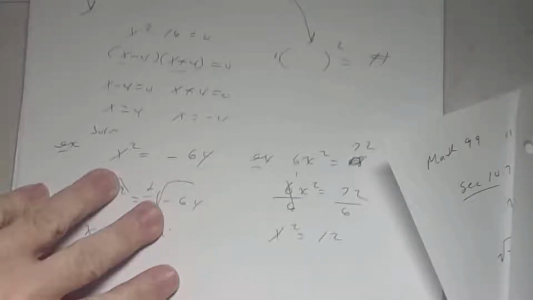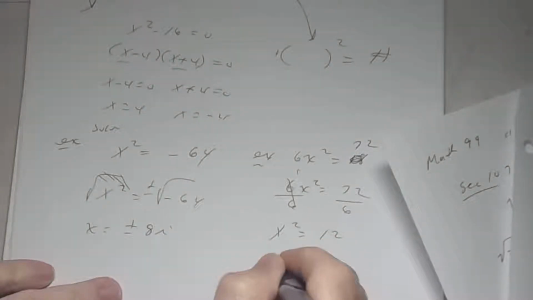So if I look at this example, does it look like this? No, because I don't have some expression squared on one side. I have 6x squared. So what's the first thing I've got to do? Divide both sides by 6. Then I get x squared equal 12. And now what property do I use? The square root property.